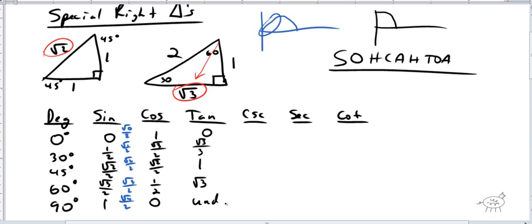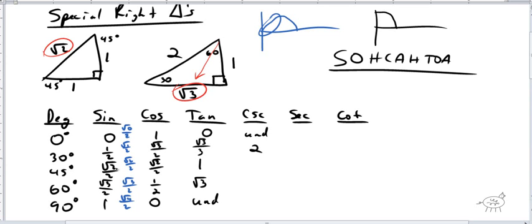Cosecant. Well, what I can do is, I don't memorize that cosecant is hypotenuse over opposite. I just don't do that. I don't have enough brain cells in my brain to put all that stuff in there. I memorize patterns, and I say, oh, well, cosecant goes with sine. So, of course, what's the reciprocal of 0? It's undefined, right? That's the way I remember it. And then, of course, once you know sine is 1/2, the reciprocal is 2.